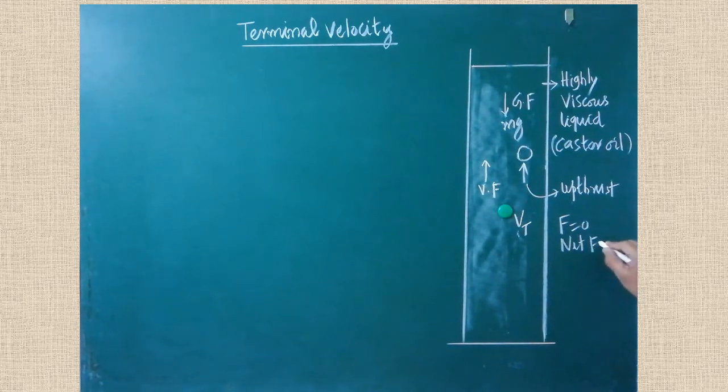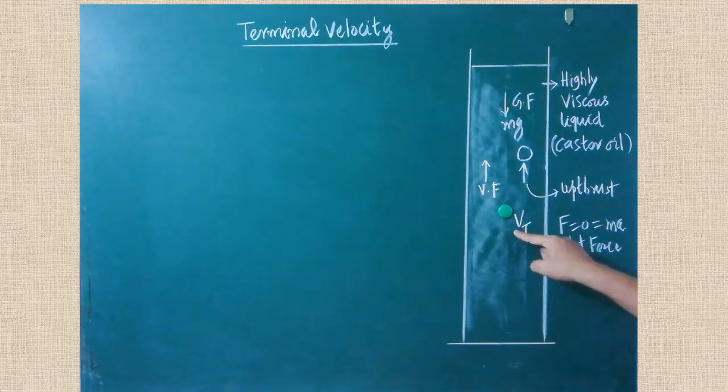You have to understand this. The body moves, are you clear? But the net force acting on the body is 0. Net force acting on the body is 0 means the acceleration of the body is 0, because F equal to 0 means 0 is equal to m into a. Are you clear? Acceleration is 0. Net force acting on the body is also 0.